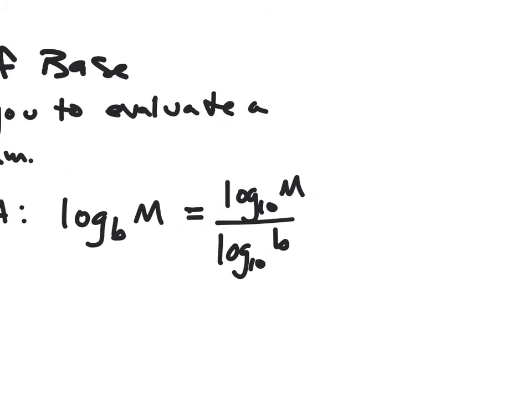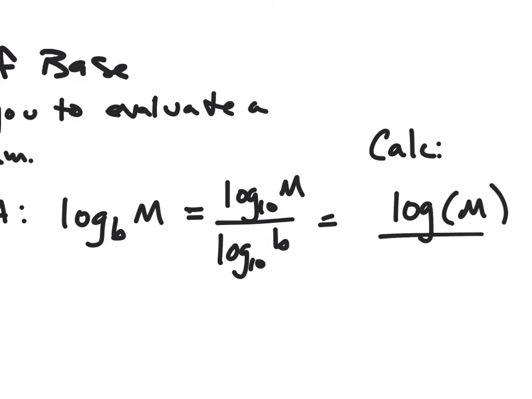And so what you'd put in your calculator would be log of m divided by log of b. That's what you put in your calculator, because your calculator is already going to do log base 10. I write that down just because that's what we're really doing. But when you put that in the calculator, that's what you've got.